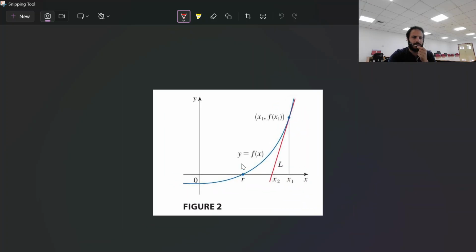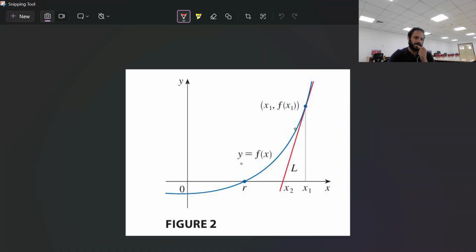Okay, let's start. So here we have this graph, right? We have the function f of x. I want to solve the equation f of x equals 0. From the graph, what's the solution? x equals what? Equals r, right? Good? This is the solution.